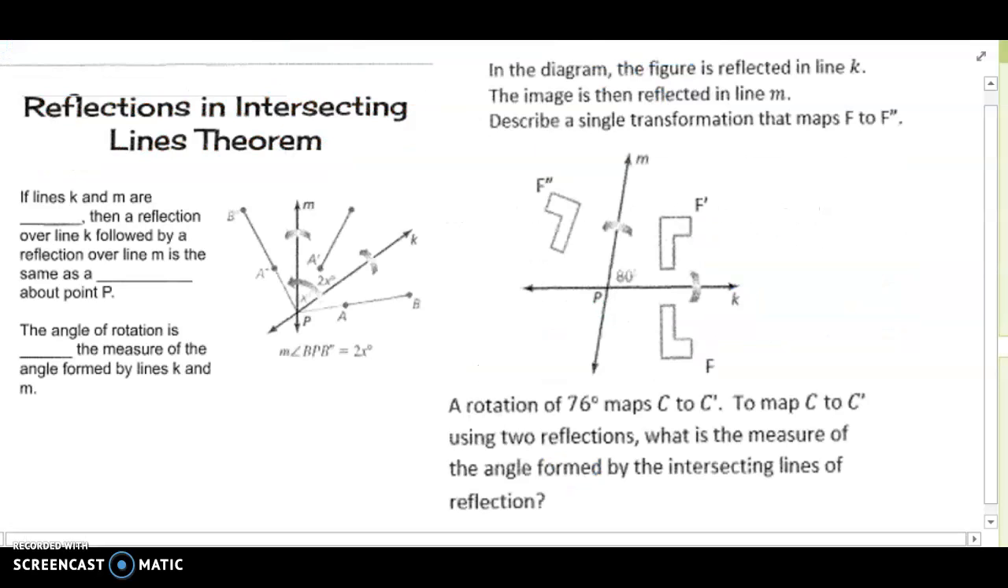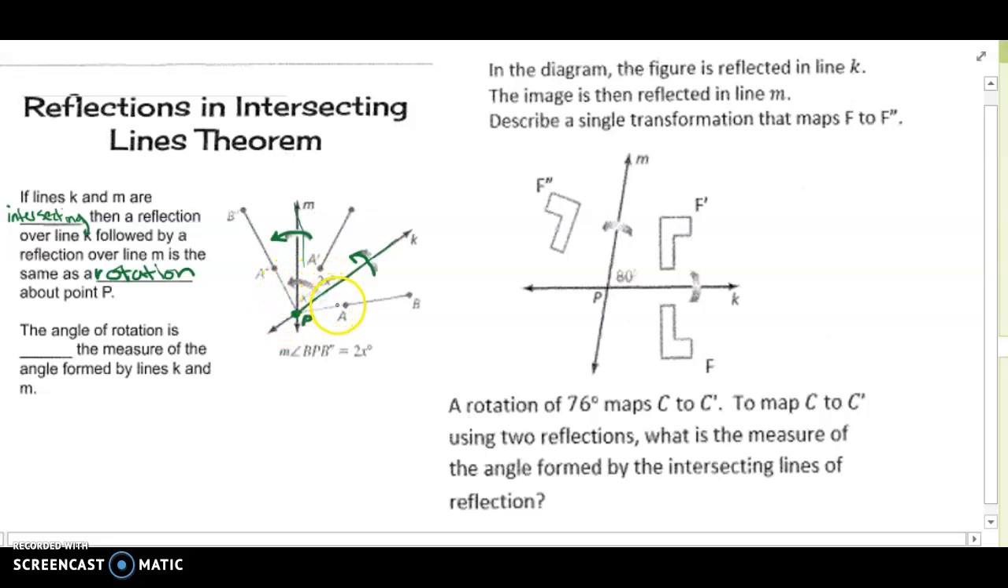All right, let's go back to the front of it, and you should see this, the reflections and intersecting lines theorem. So if I fill this out, it says, if line K, which is here, and M, which is here, if these lines are intersecting, so if they intersect each other, and here they intersect at point P, then a reflection over line K, and then another reflection over line M is the same as a rotation about point P, which is the point that those two lines intersect at.